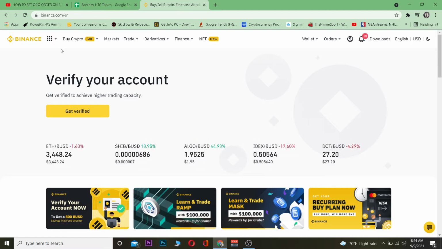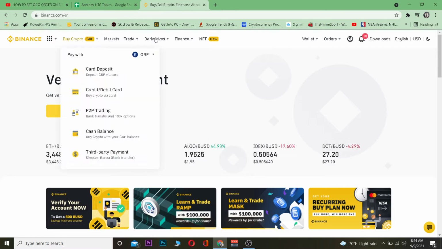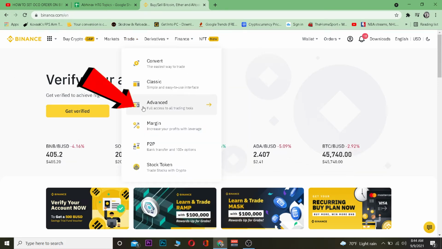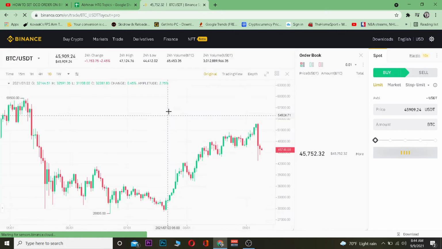So first step is you want to go to Binance.com, which is the official website of Binance, and log in to your account, and you want to go on Trade over here. On Trade you want to go on Advanced because you want to have full access to the tools they're going to give you so you guys can use the OCO order.